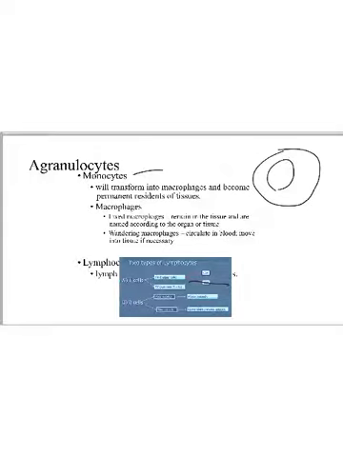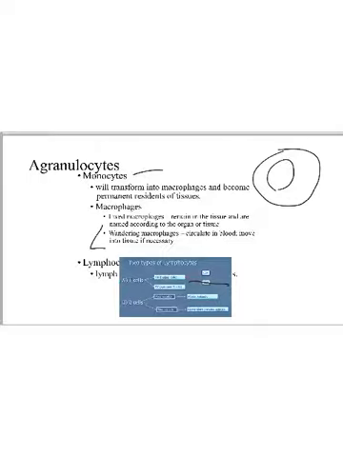There's some fixed ones that are named specific to the tissue that they're found in. So there's some in your lungs, there's some in your brain, there's some in your liver that have specific names, and they're fixed. They stay there to help protect that organ. Then some of them wander.